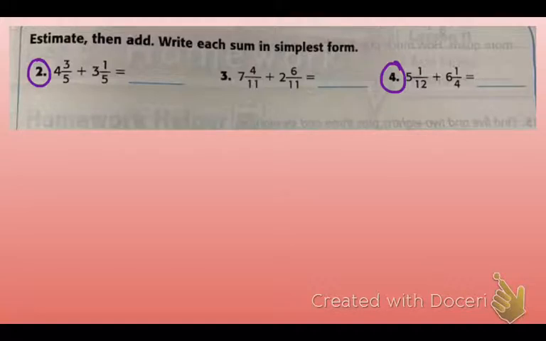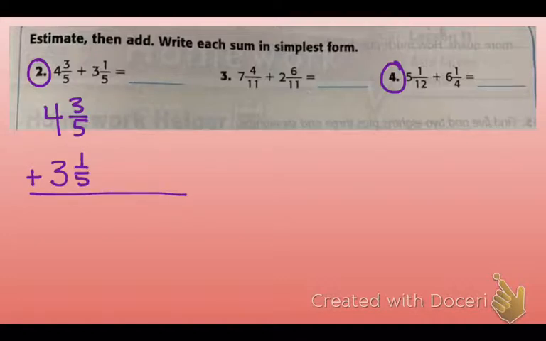All right, so let's see how we did with these two mixed numbers. Again, I'm writing them vertically, one on top of the other. So 4 and 3/5. Notice how I'm writing that mixed number. Whole number and fraction are about the same size. Plus 3 and 1/5.